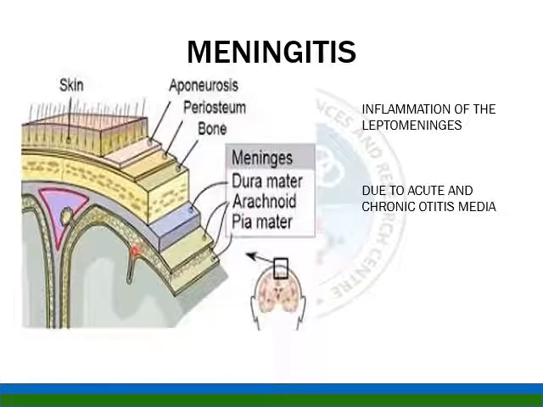First, meninges. What are the meninges? Meninges means dura mater, arachnoid mater, and pia mater. Pia mater is very close to the brain. Okay, these are the three meninges. And what is meningitis? The inflammation of the leptomeninges, meaning the inflammation of the dura, arachnoid, and pia mater. Okay, it can be due to acute or chronic otitis media.